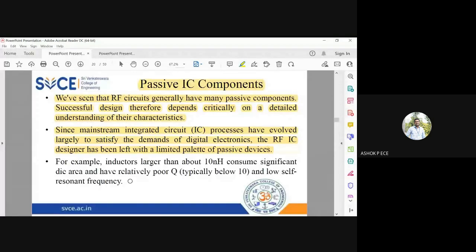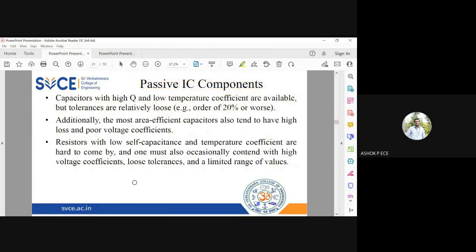For example, one issue you see here: inductor values larger than 10 nanohenry become larger in size. When the size increases, they are going to have poor quality factor. So the efficiency with which they work is going to be poor. And instead of resonating with other capacitance, they have self resonating characteristics. So these are the simple issues we face when the same 10 nanohenry inductor works at low frequency and at high frequency.